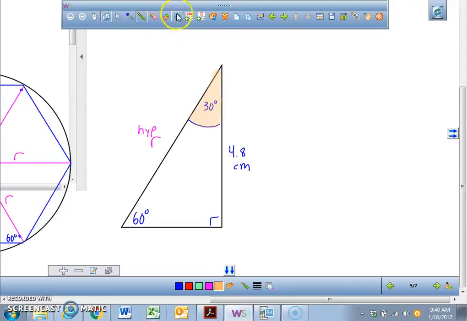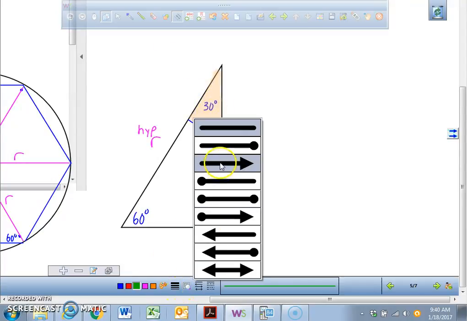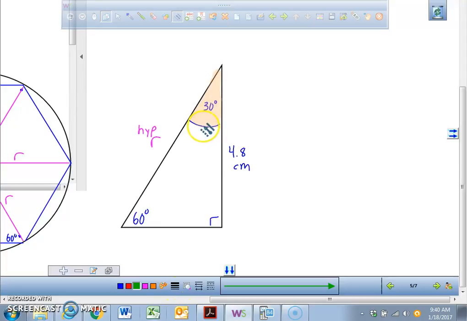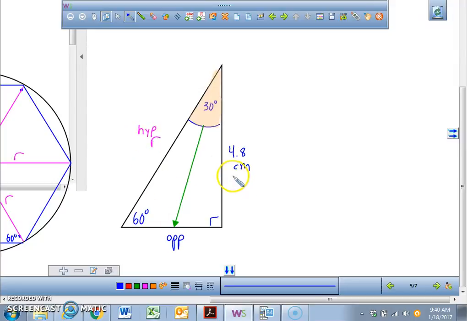Now, the first thing that I'm going to do is draw an arrow going across. And what does that help me label? That makes me label this side my opposite side. If this is my opposite side, and that's my hypotenuse, that means my 4.8 represents my adjacent side. Then we ask ourselves, so what do we have and what do we need? We have our what side? We have our adjacent side.